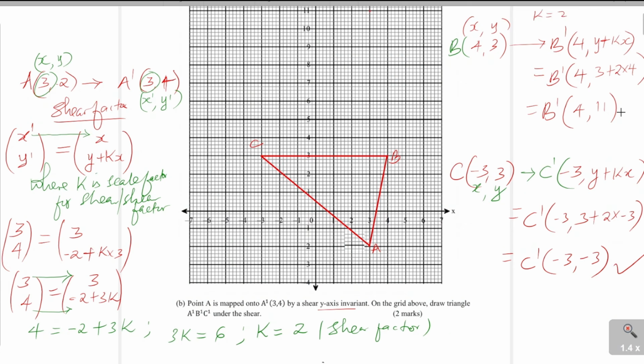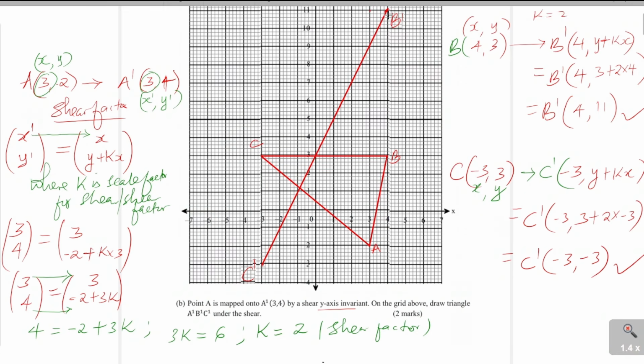So now we have C prime and B prime. We just need to plot them. So B prime is 4, 11. So 4, 11 will be here. That is why we shall have B prime. Then C prime, negative 3, negative 3. It is here. C prime is there. So just join the points.